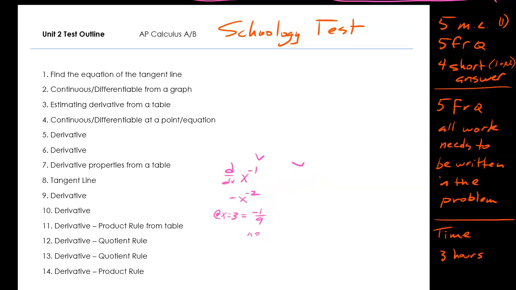Can I make the eraser paper? Oh, there we go. That is not really that good.